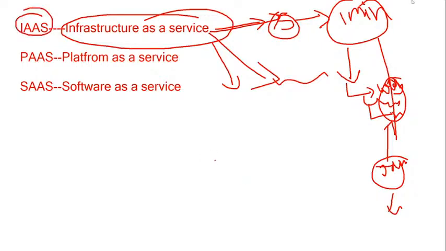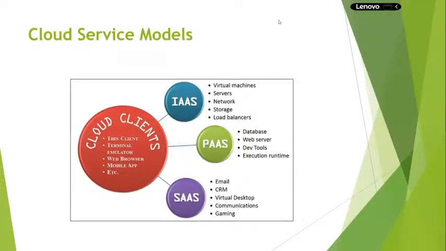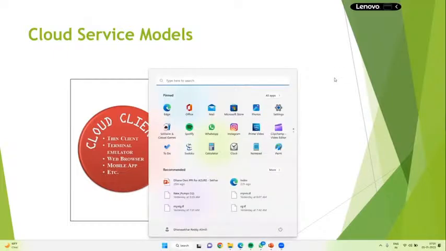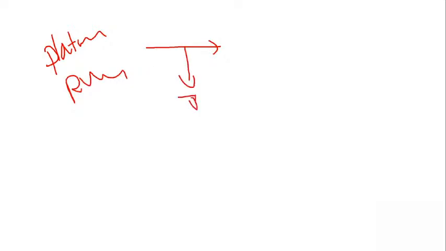Next, platform as a service. What is platform as a service? Any idea? The name itself describes it: they are providing the platform and runtime. For example, you have to deploy one Java application and the Java code is ready with you. That entire environment is provided by the vendor, and that we call platform as a service.